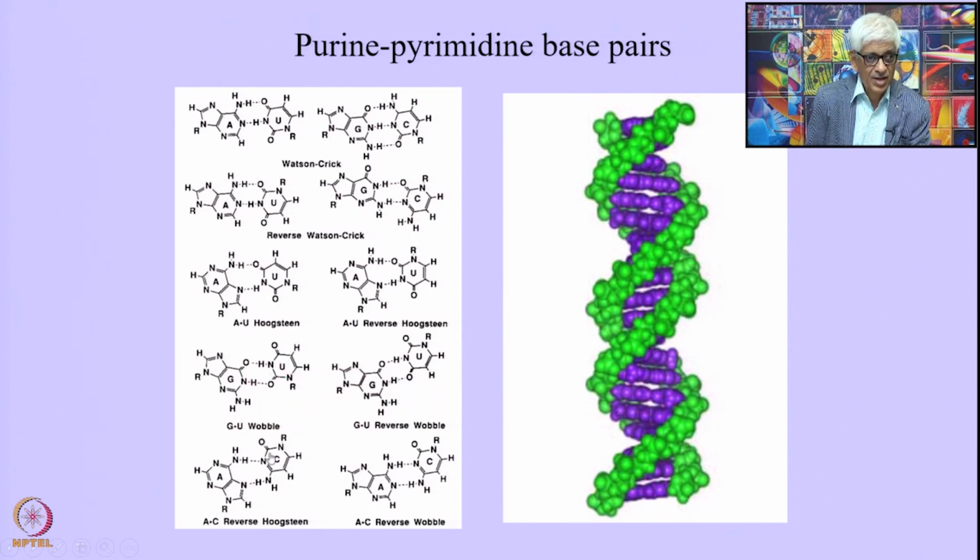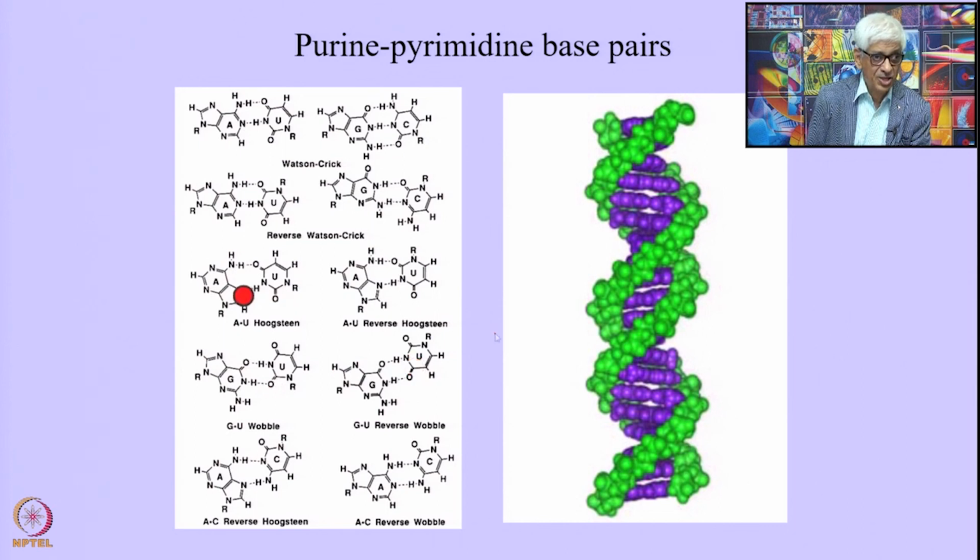And then similarly you have the AC, you see here this is the AC reverse wobble and AC reverse Hoogsteen, okay. AC meaning what, we normally have AT base pair, right. So when the T is replaced by C, we call it a wobble. AC is a wobble base pair, but this is also possible. So such hydrogen bondings are also possible. So you have this NHN here, both are NHN hydrogen bonds in this case. Okay, in all of these other cases these are NHO hydrogen bonds.